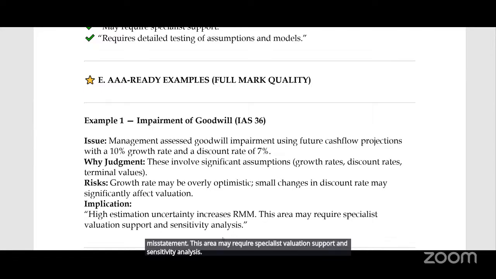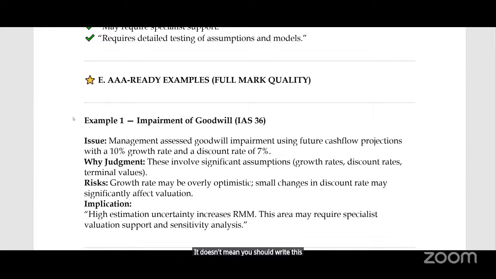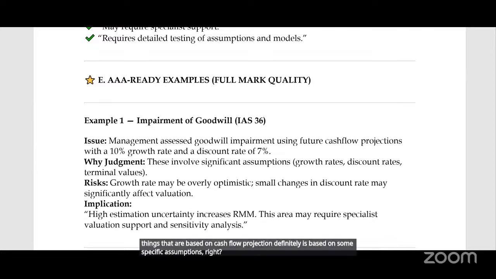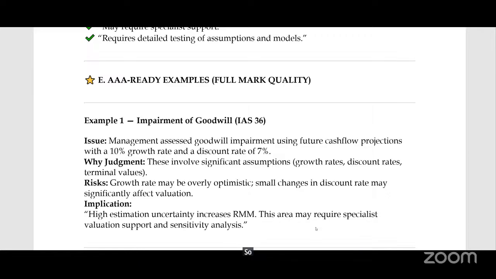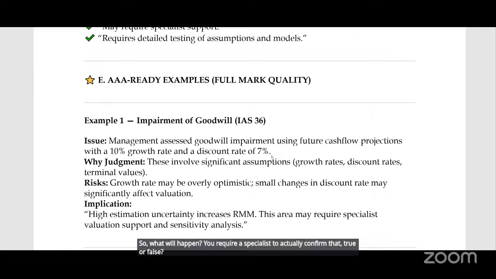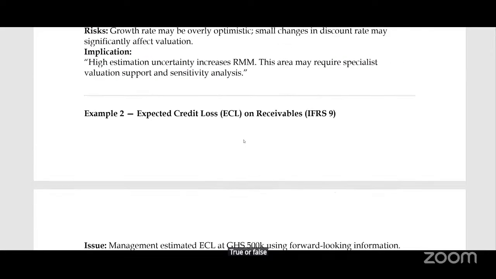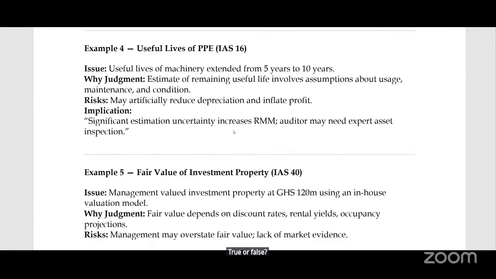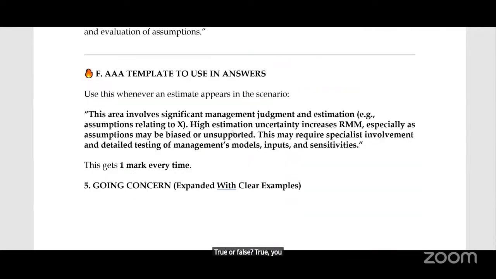It doesn't mean you should write this. If you can, I know a lot of you cannot remember this, but if you've seen things that are based on cash flow projection, definitely it's based on some specific assumptions, right? So what will happen? You require a specialist to actually confirm that. True or false? True. You just tell the examiner. That is all.